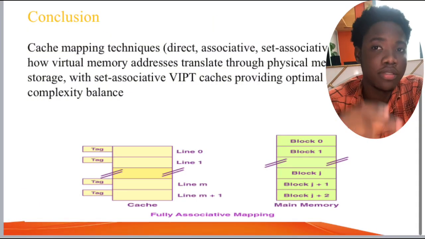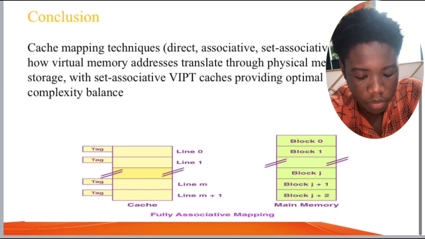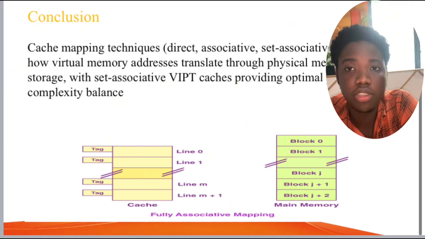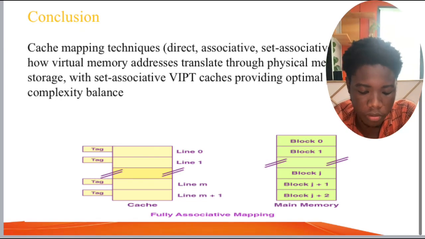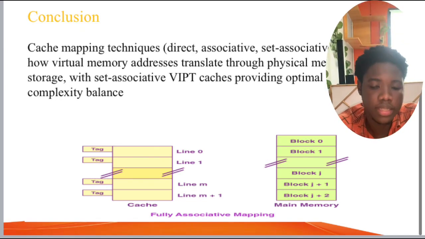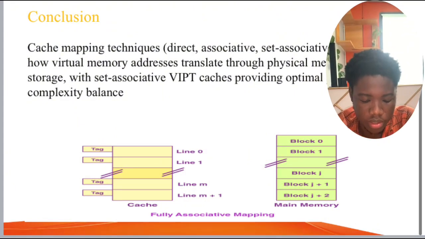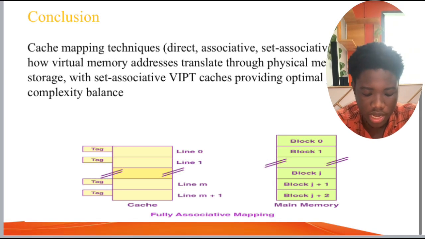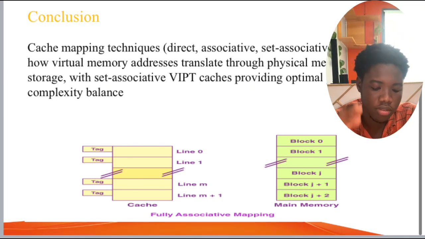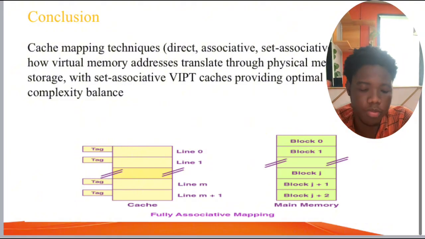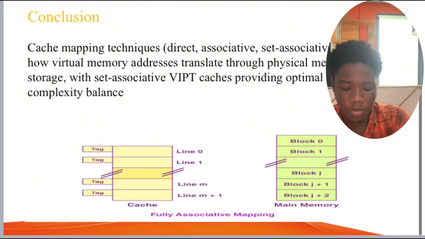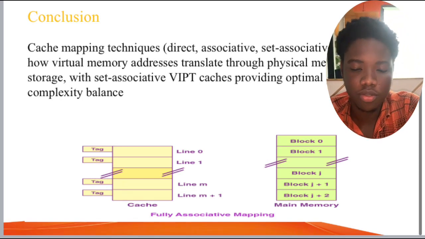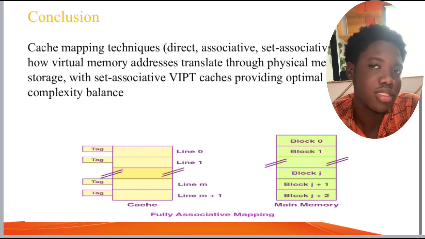Then in conclusion, cache mapping techniques, direct, associative and set associative, determine how virtual memory addresses translate from physical memory to cache storage. Set associative VIPT caches provide optimal performance and competitive balance. When you watch the diagram in the slide, it shows how the cache memory operates. I would like you to read the slides again and check the diagrams very well to see what I'm talking about, and I'll see you in my next slide.